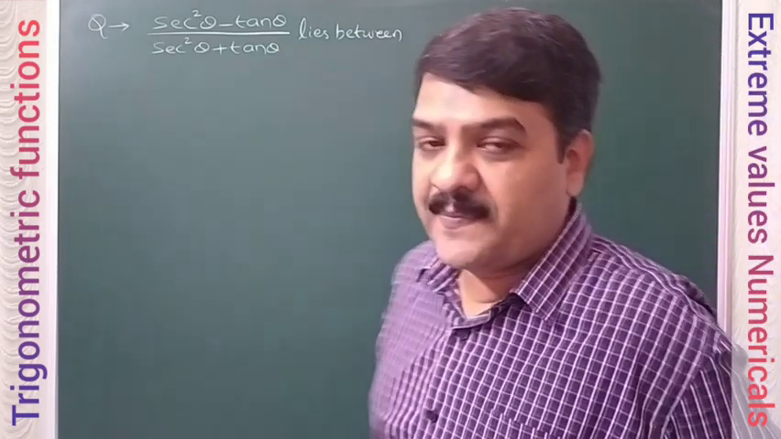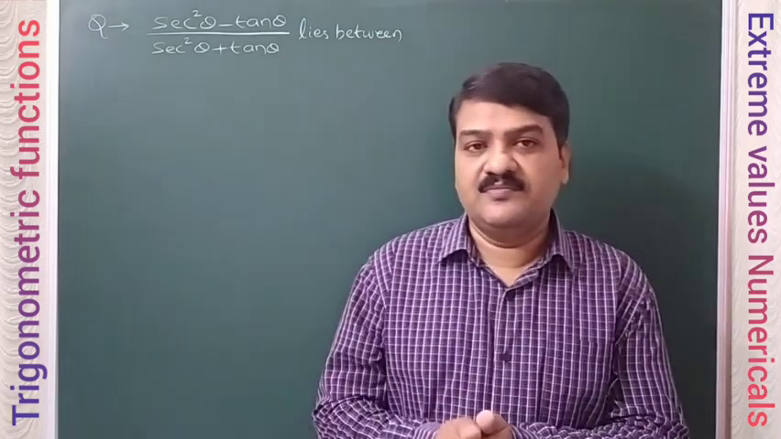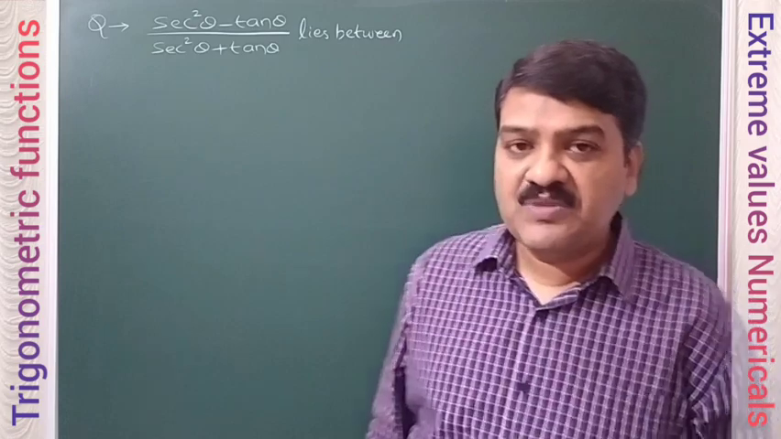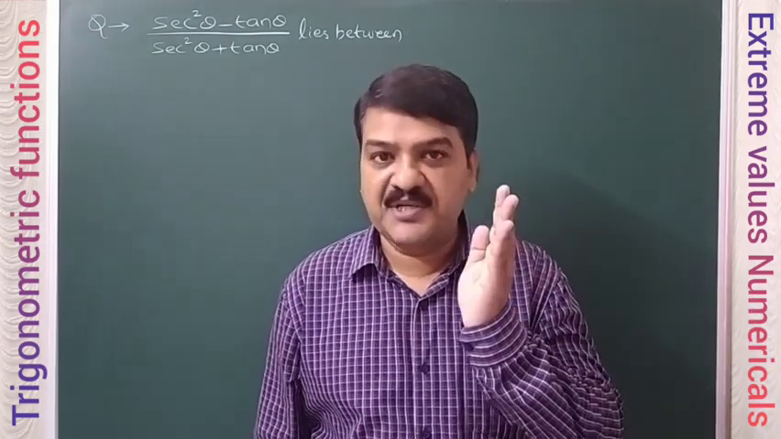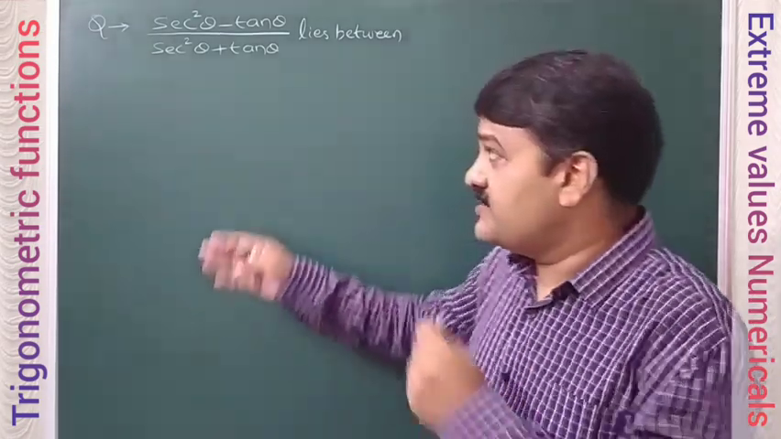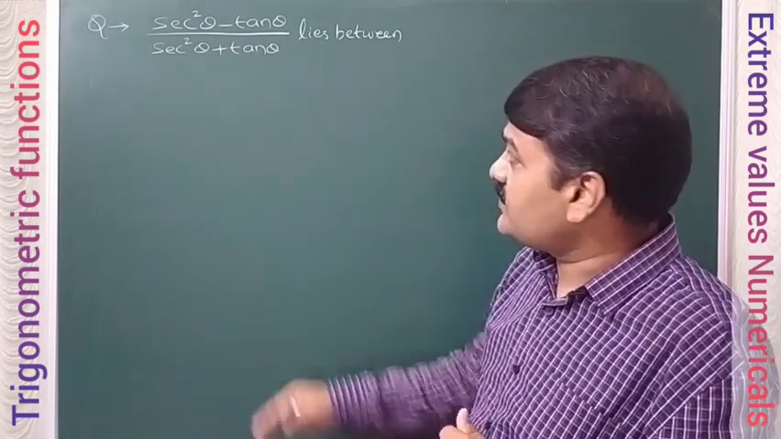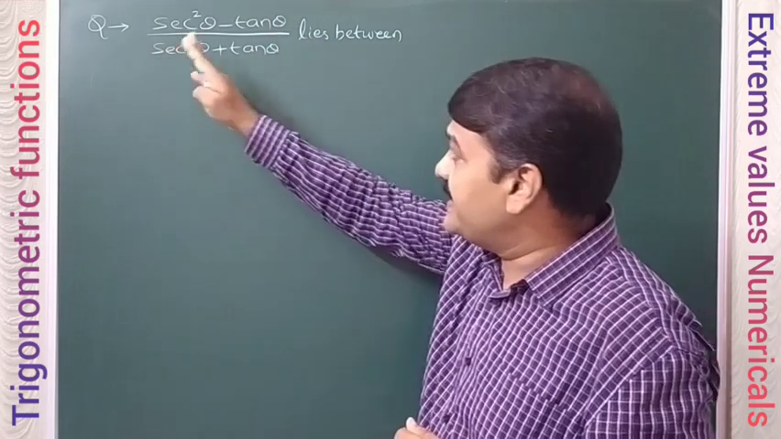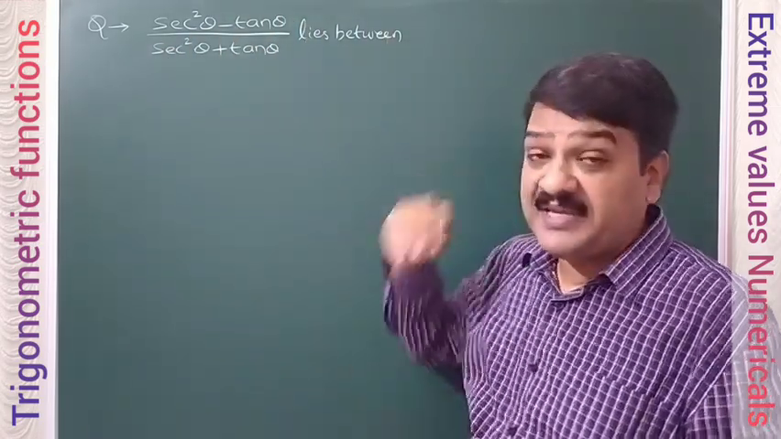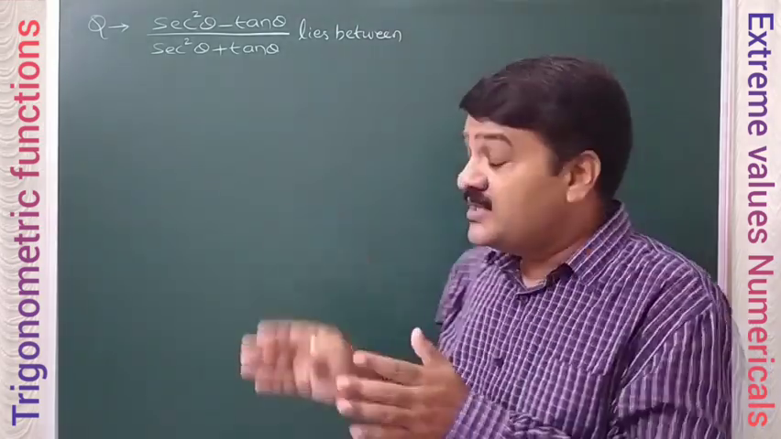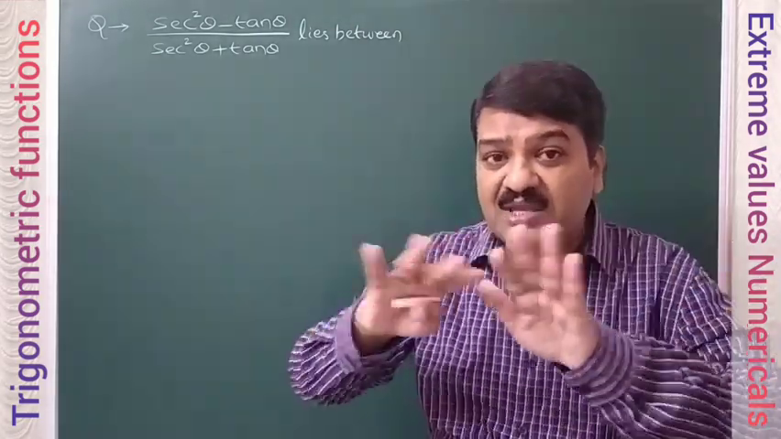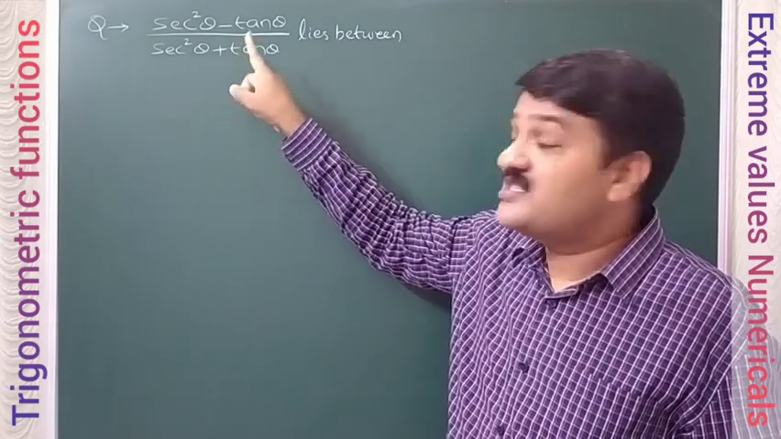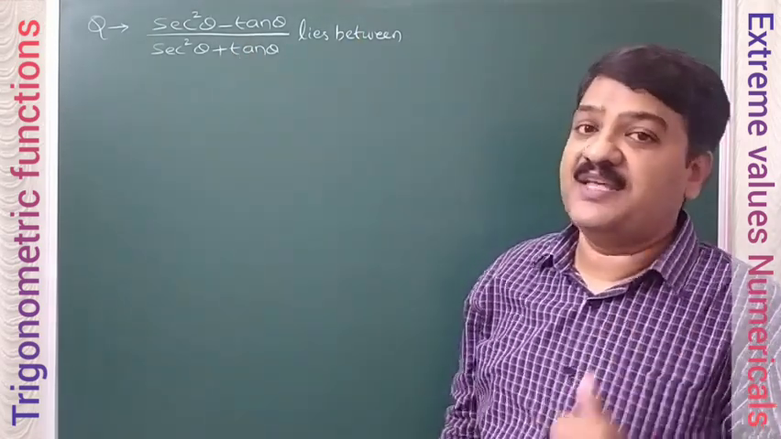Hi students. In this video we will discuss some numericals or problems based on extreme values of trigonometric functions. So here is the question on board. Secant square theta minus tan theta by secant square theta plus tan theta lies between. Lies between means lies between which two values, or the interval is required. That means the range of this expression is required. We have to find the range.